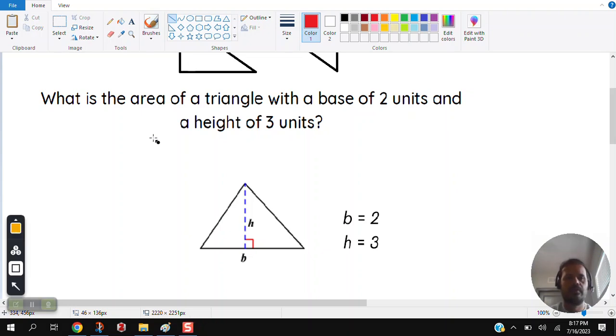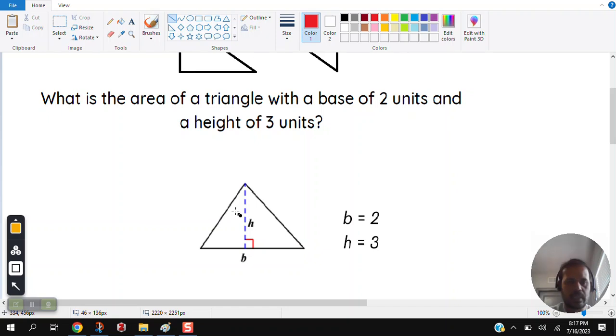Hi, today I would like to demonstrate how to calculate the area of a triangle with a base of 2 units and a height of 3 units. Coming to the definition of the area of the triangle, area is the area enclosed within the 3 walls or the 3 sides of a triangle.